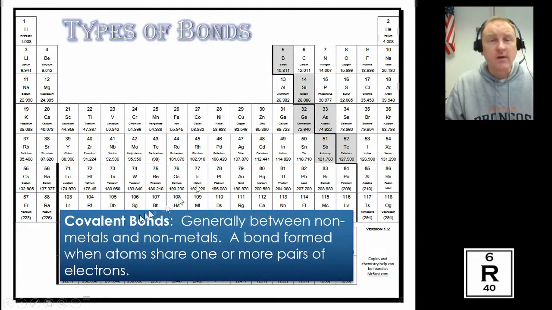We also learned about covalent bonds. Covalent bonds are generally between nonmetals and nonmetals, a bond formed when atoms share one or more pairs of electrons. So we're talking about bonding something on this right side with something else on the right side. For instance, carbon monoxide, carbon and oxygen bonding together. That would be an example of a covalent bond.